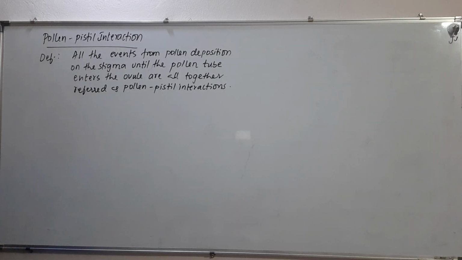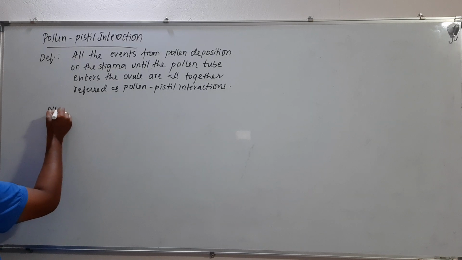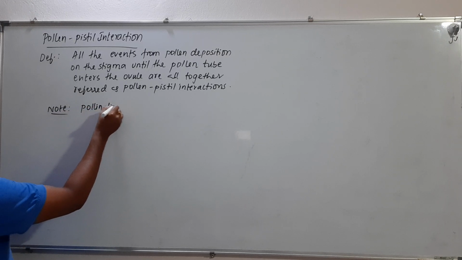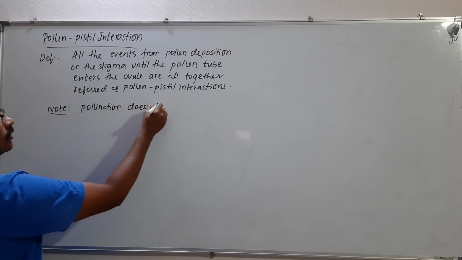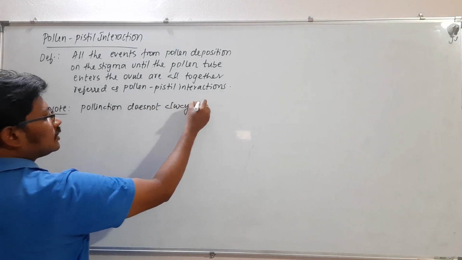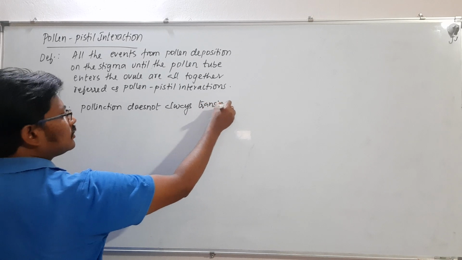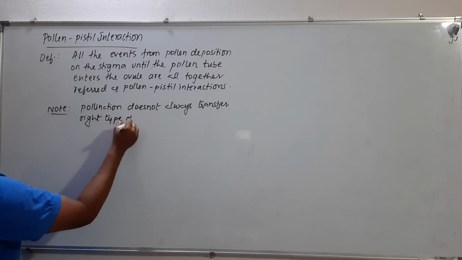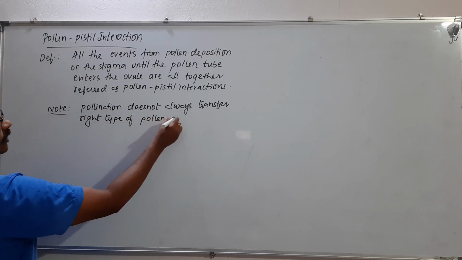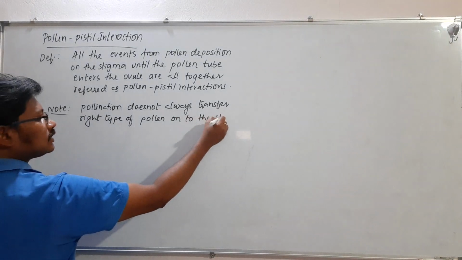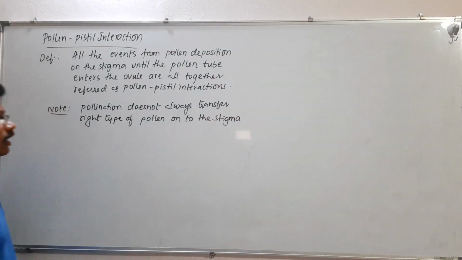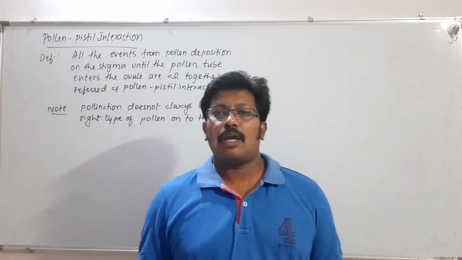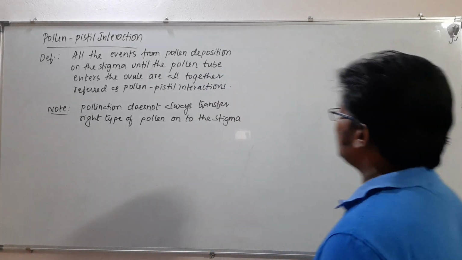Right. Now, a note: pollination does not always transfer the right type of pollen onto the stigma. So there will be many wrong type of pollen that may also come and settle on the stigma.